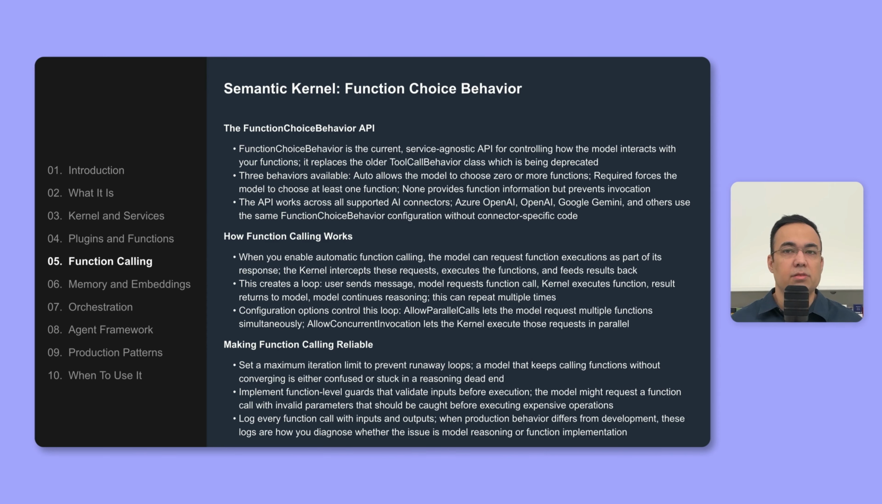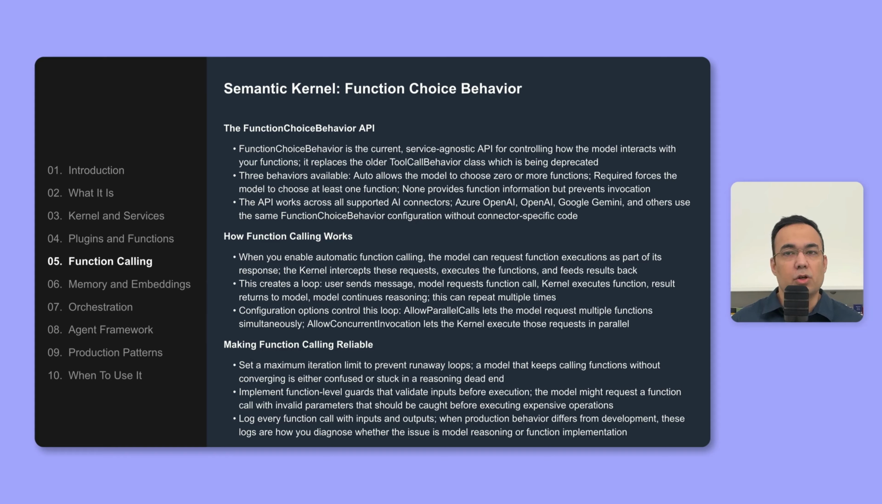User sends a message, model decides what information it needs, then model requests a function call. Then the kernel executes that function and returns the results to the model. After that, the model continues to reason. This loop can repeat multiple times until the model has enough information to respond to the user.